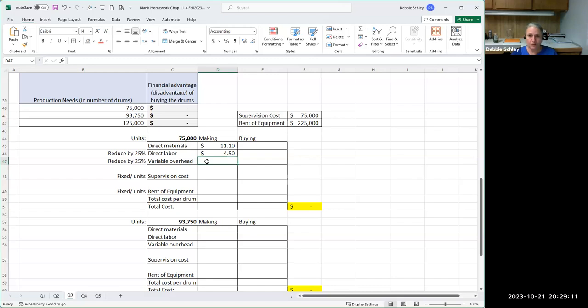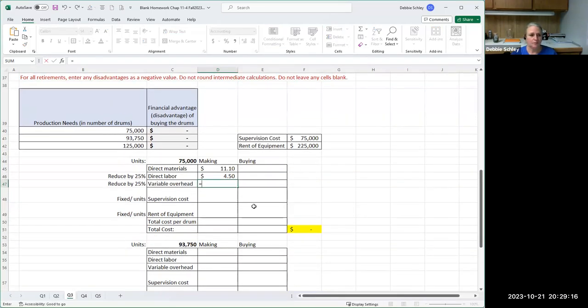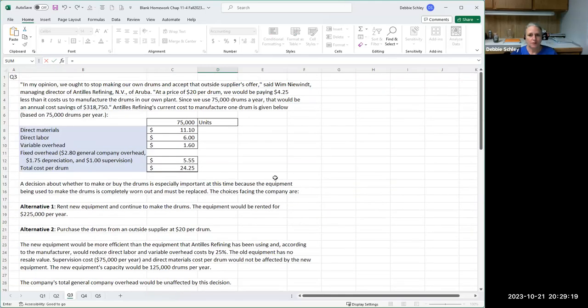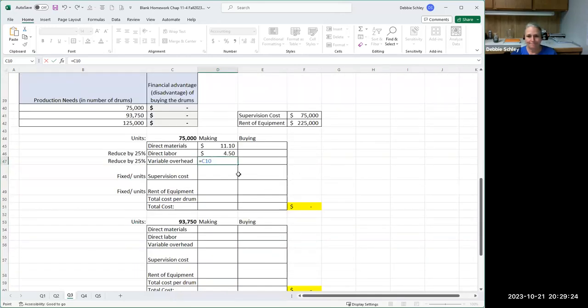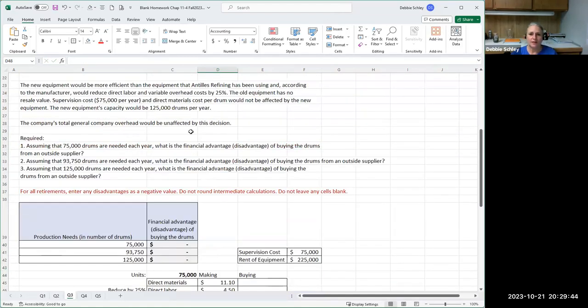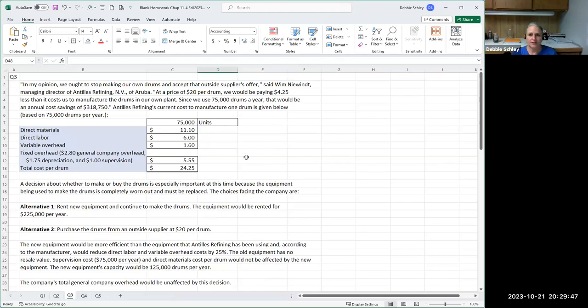Or I can also go equals variable overhead times 1 minus 25%. Whoops. Minus 0.25. Let's see if I get the right answer. And so now it's $1.20 instead of $1.60.